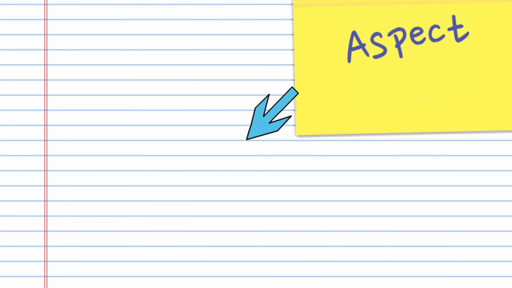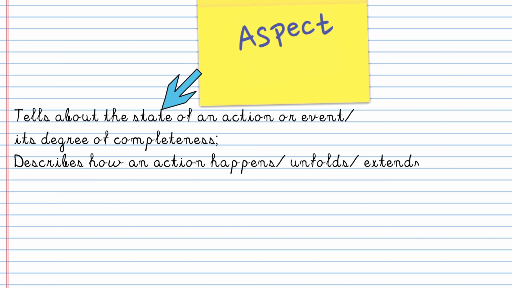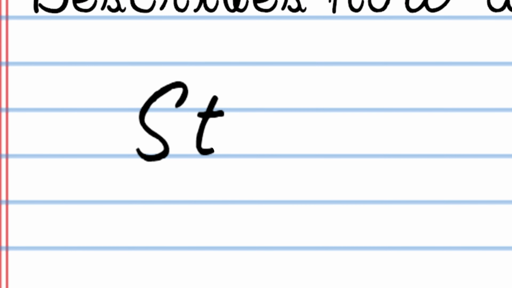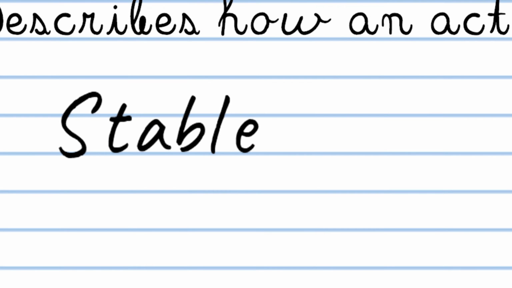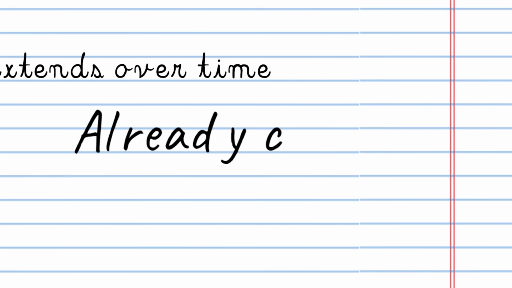Now let's see what is aspect. Aspect indicates the state of an action, or to be more specific, we can say aspect tells about the degree of completeness of an action. It describes how an action happens, unfolds, or extends over time. Let me explain it in simpler terms. Aspect refers to the actions that are stable, in progress, already complete, or expecting an outcome.